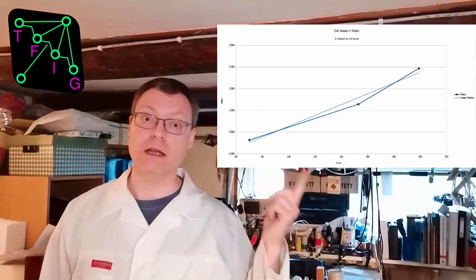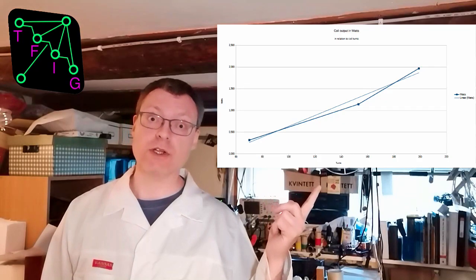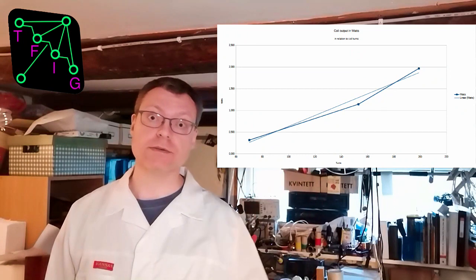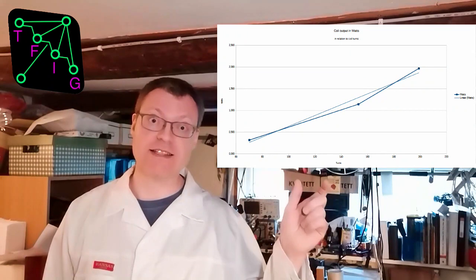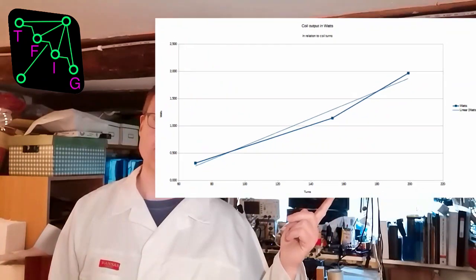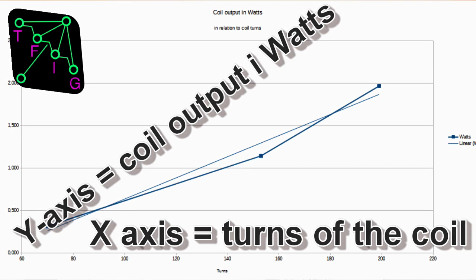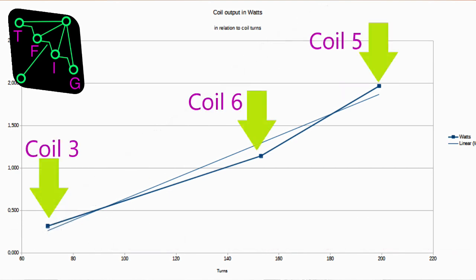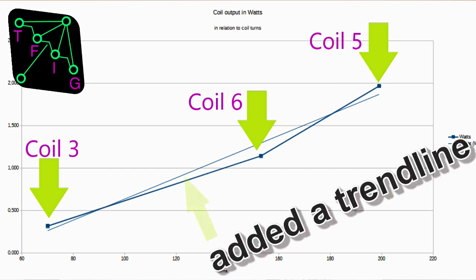Let's take a deeper dive into the hidden life of little data on a chart. In this chart, I have plotted just 3 points. That's the little data. Let's zoom in. On the x-axis is the turn of the coil, and on the y-axis is the output of the coil in watts. I have added a trend line in the attempt to find the biggest deviation.